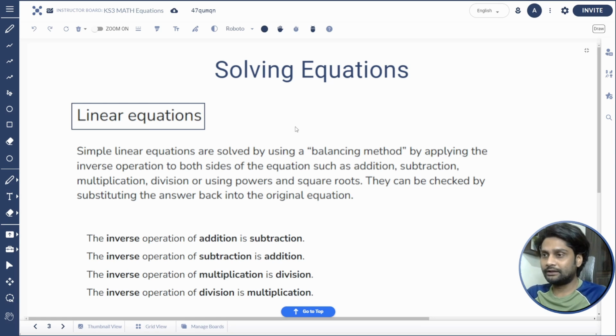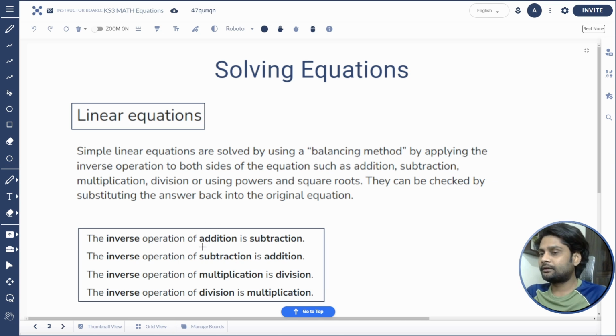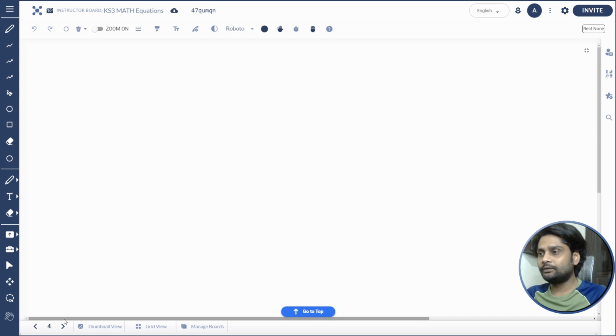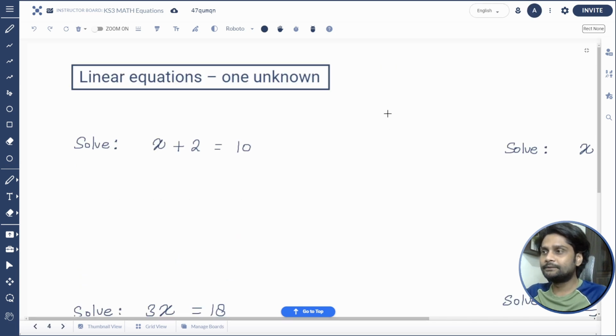So how do we solve equations? To solve linear equations, we simply use the method of inverse operation. We'll be seeing them in our examples. You can quickly notice here that the inverse operation of addition is subtraction. Similarly, the inverse operation of subtraction is addition. Similarly, multiplication and division are the inverse operations of one another. We'll directly jump to the questions and try to understand how to implement these rules to solve the equations.